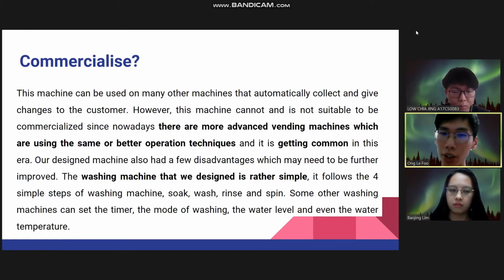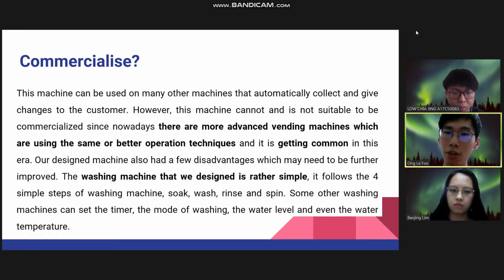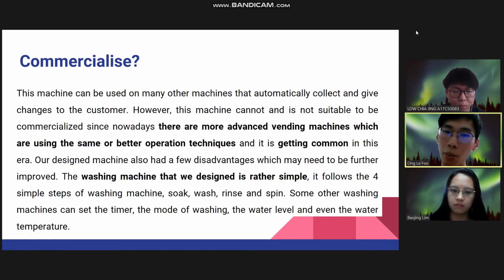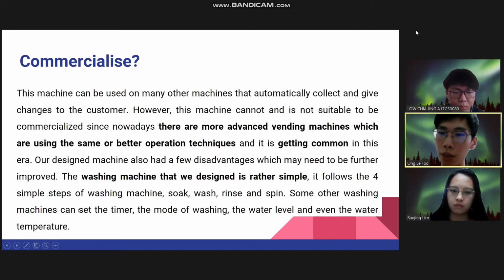The machine that we designed is rather simple. It follows the 4 simple steps of a washing machine: soak, wash, rinse and spin. But some other washing machines can actually set the timer and the mode of washing, and also the water level and even the water temperature.